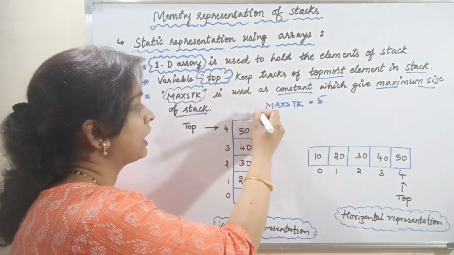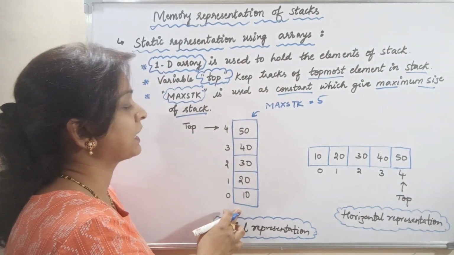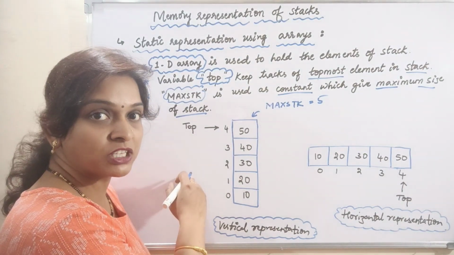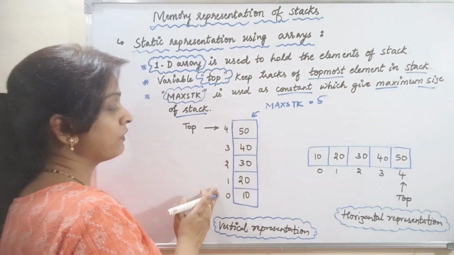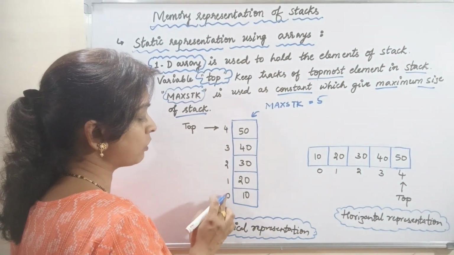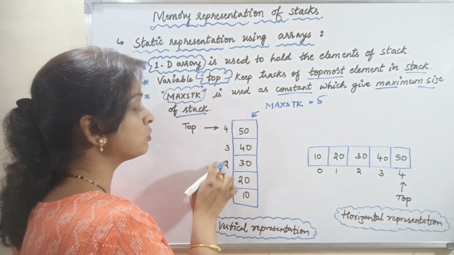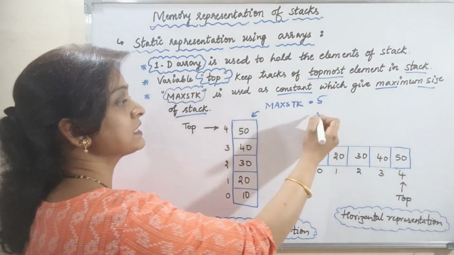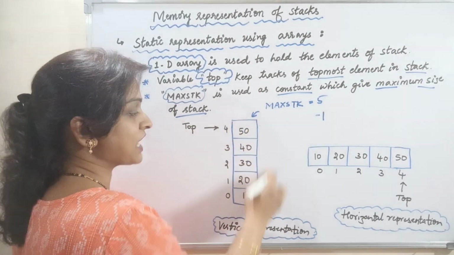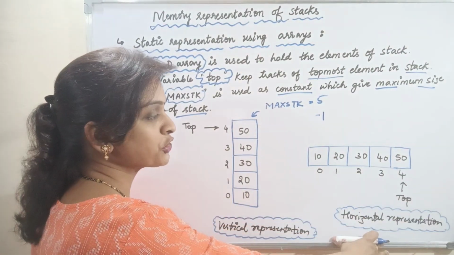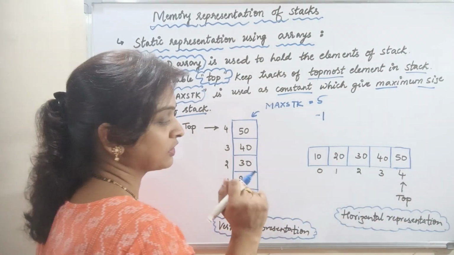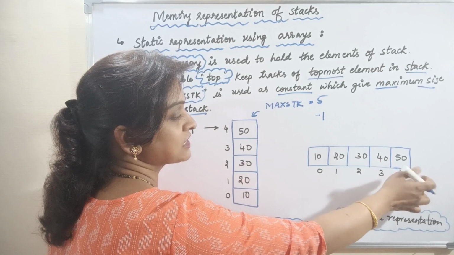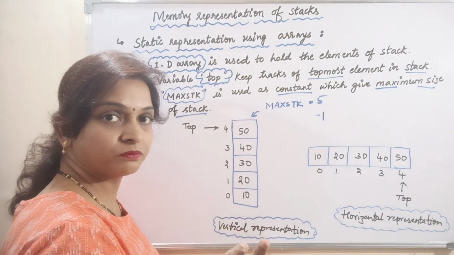Say the first element I push will be placed here at index 0, then I increase the top pointer. We have discussed the top pointer in the previous video, so please do check out the playlist. So top will be 0, then 0 plus 1 is 1, 1 plus 1 is 2, 2 plus 1 is 3, 3 plus 1 is 4. When the top pointer reaches the maximum stack size minus 1, that is 4, then the stack is full. The same thing with the horizontal representation: indices 0, 1, 2, 3, 4. When it reaches 4, maximum stack size minus 1, the stack is full.